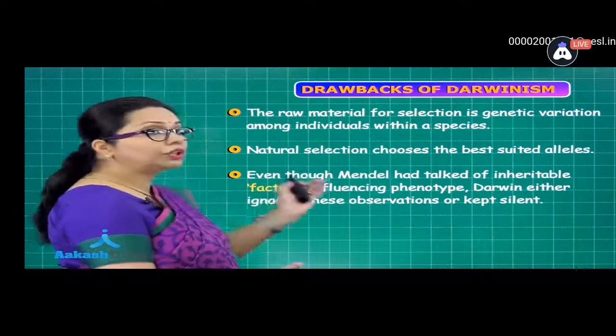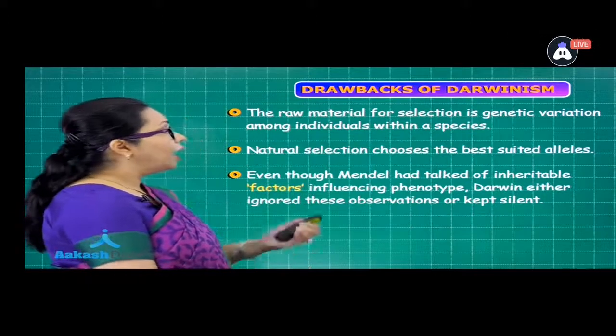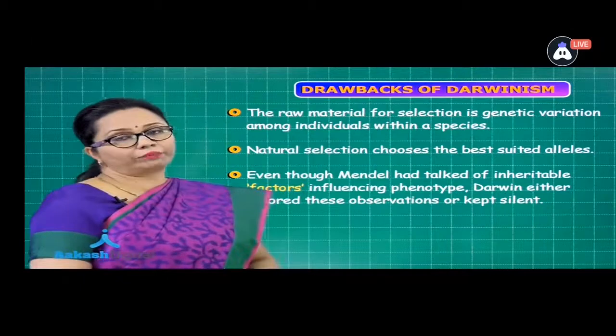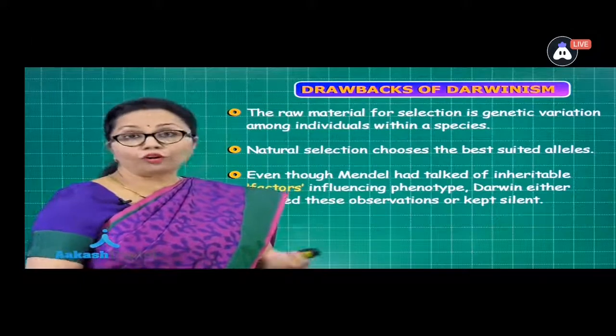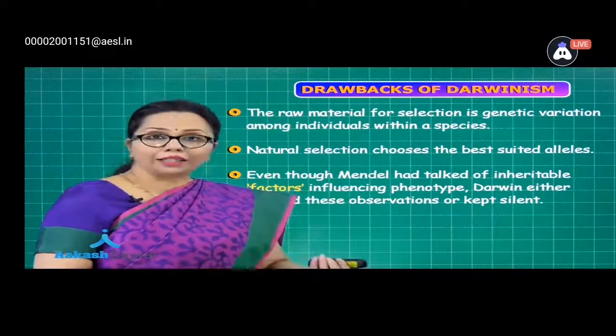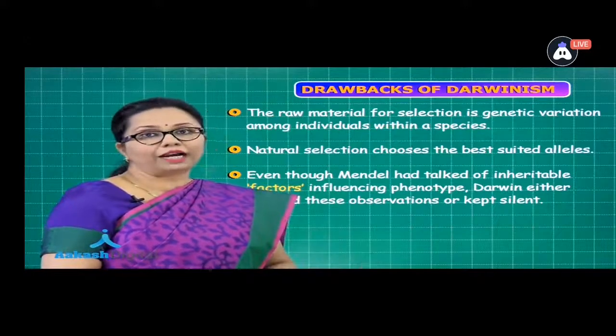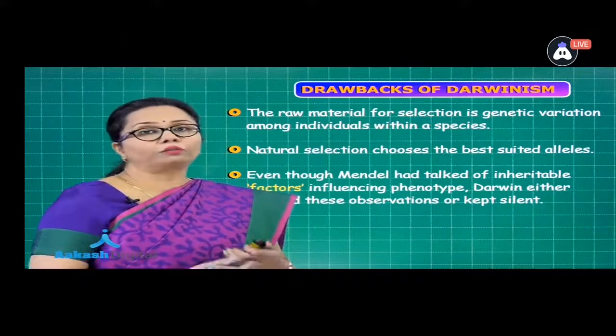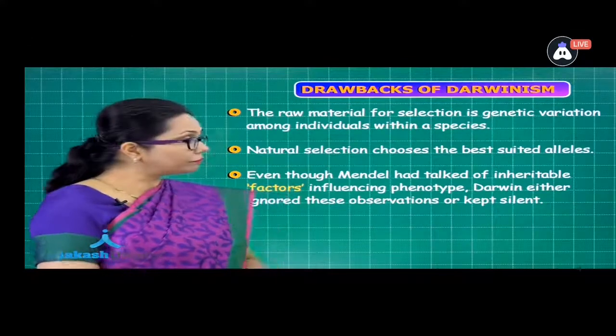And those factors influenced the phenotype. But Darwin either ignored these observations or kept silent. Or we can also say that at that time, nobody was able to understand Mendel. So maybe Darwin also never understood what Mendel was trying to say.